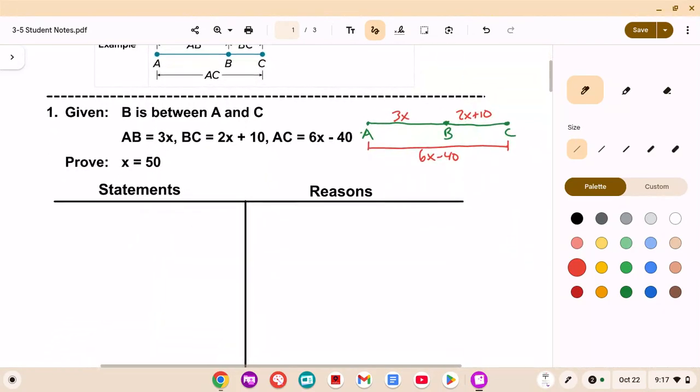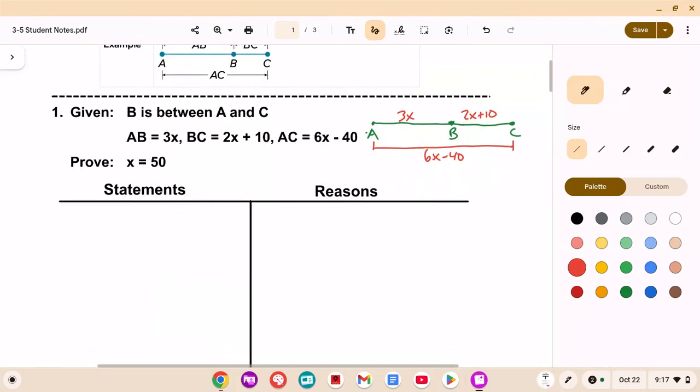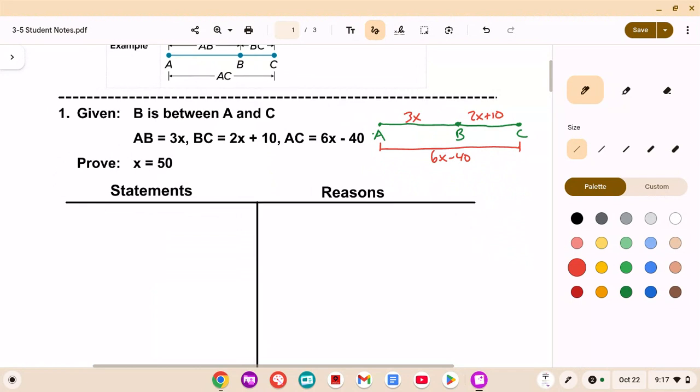Okay, so remember when you start a proof, your very first statement should be the given. So you're literally going to copy down the given information up above. So B is between A and C. We know AB is 3x, BC is 2x plus 10, AC is 6x minus 40. And again, this is all given to you.